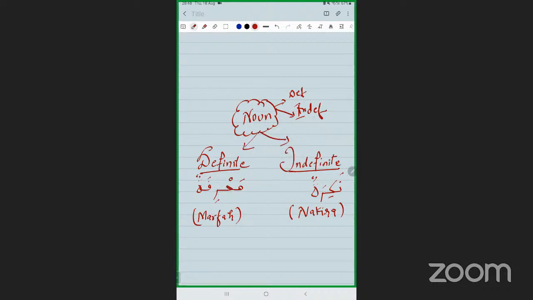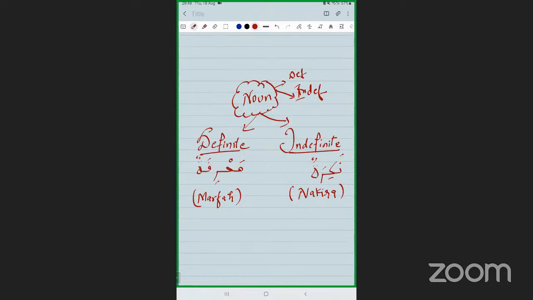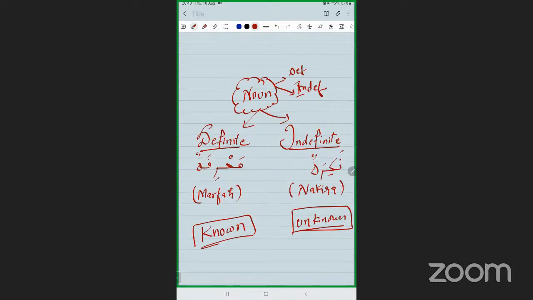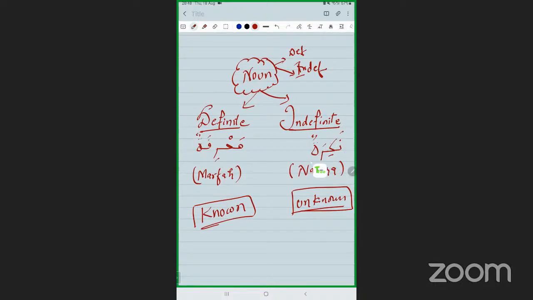There are two types of noun, definite and indefinite. Let me give you a simple idea, and you will understand: known and unknown. Anything known is called definite. Any noun known is called definite. Any noun unknown is called indefinite. As the name suggests, nakira means unknown, ma'arifa means known. In Arabic, you call it marifa and nakira. Don't worry about this name. Just remember the concept. There are two types of noun, definite and indefinite.